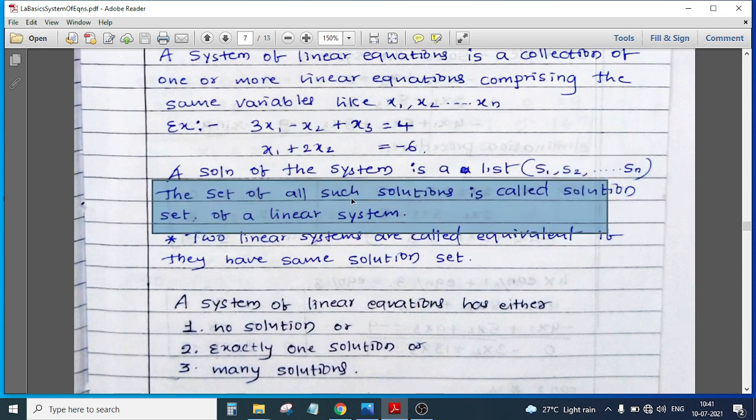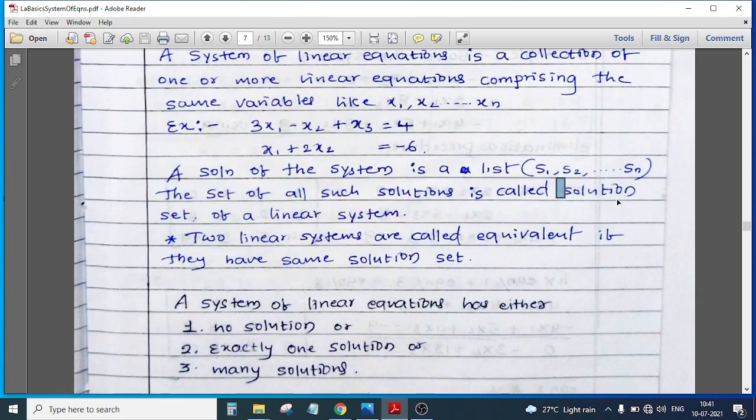When you solve both these equations, you will get some solutions. You will get the value of x1, the value of x2, the value of x3. That set of solutions is called the solution set.